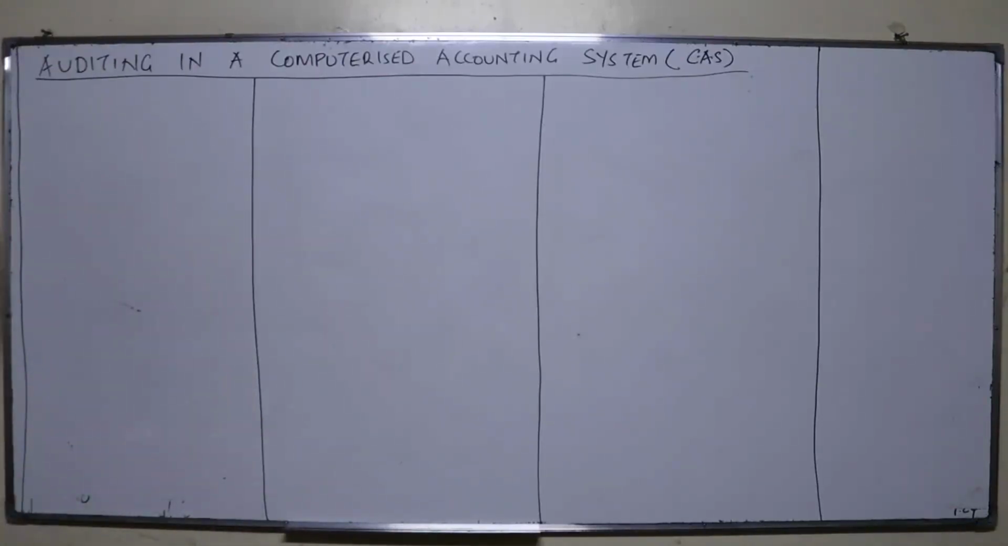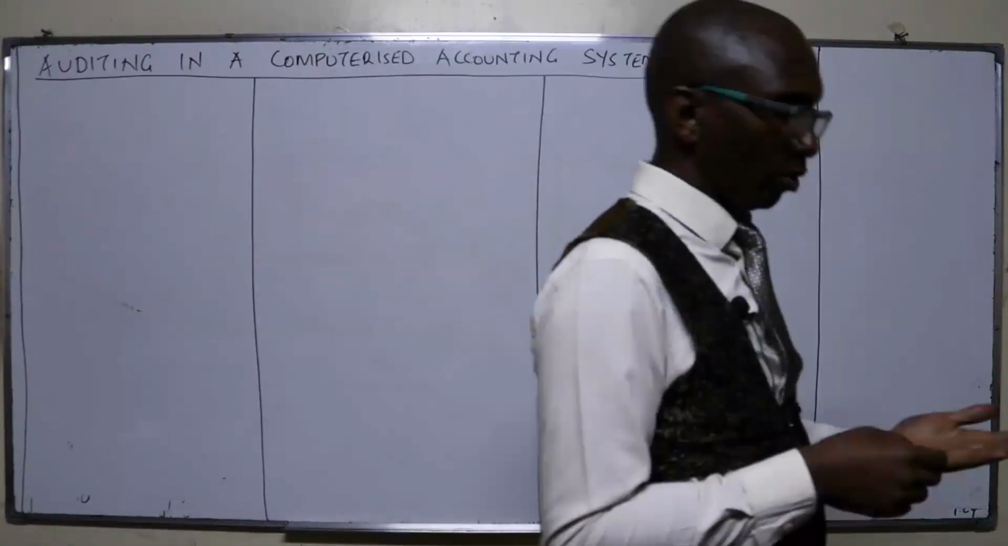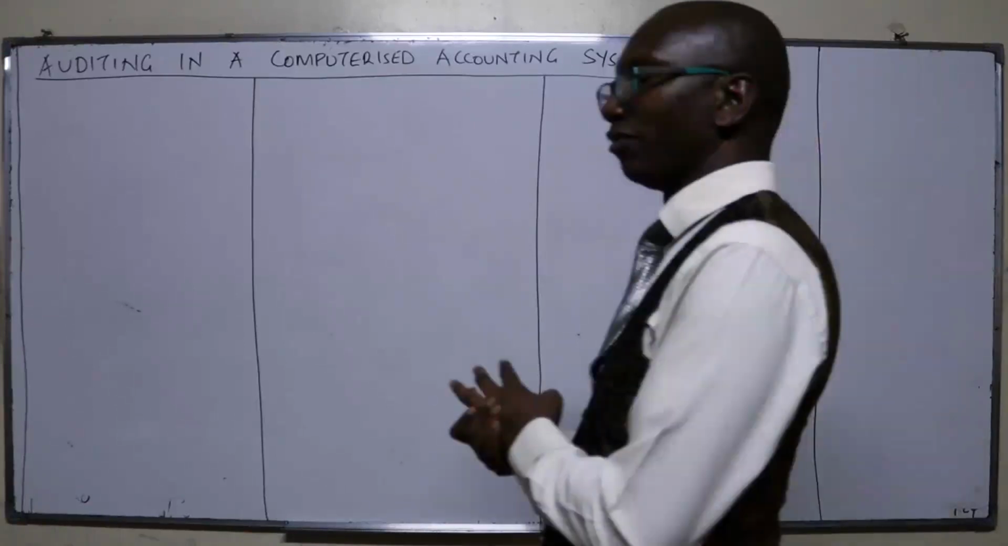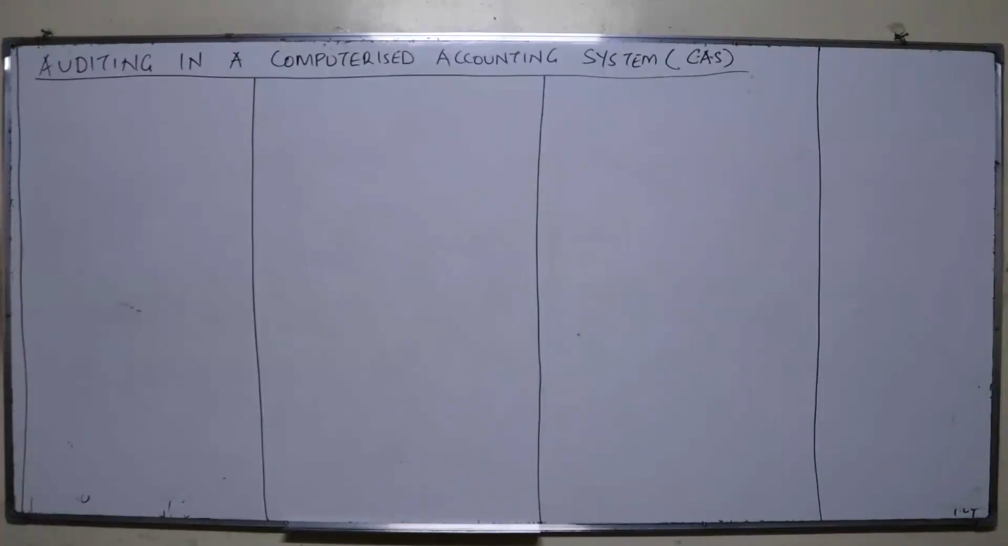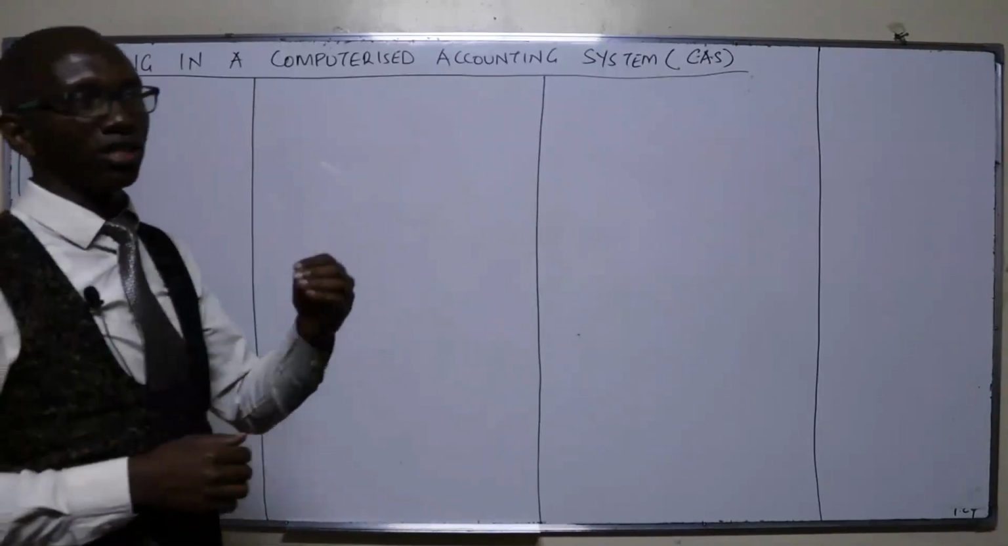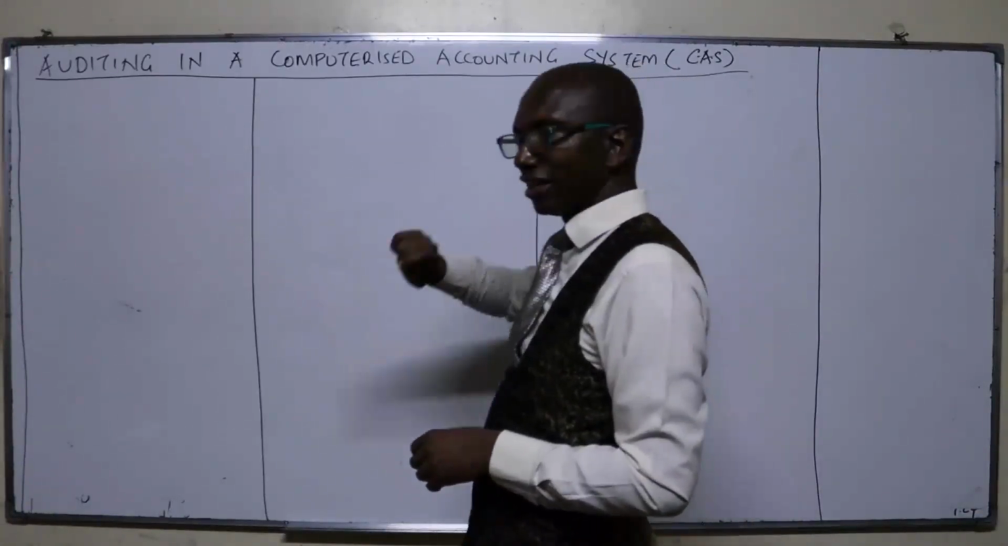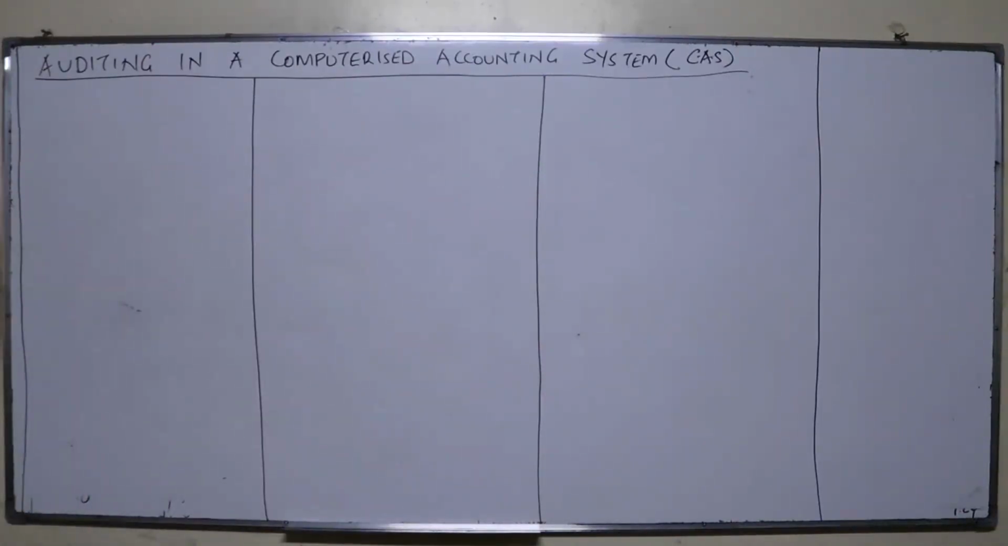So, auditing in a computerized accounting system. Now, when we introduced this unit, we talked of the evolution of auditing, where we discussed early audit and contemporary audit. Amongst the six comparisons, we said that early audit was carried out manually, while contemporary audit has been computerized. Why has contemporary audit been computerized? Because auditors have got no other option since the clients have computerized their accounting systems. So we auditors have got no option but to computerize our audit systems.